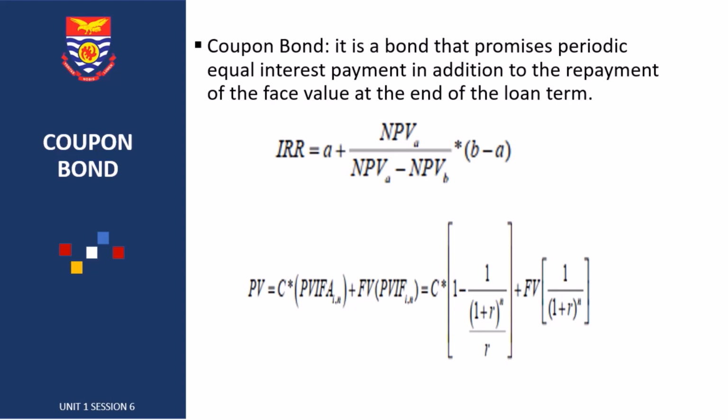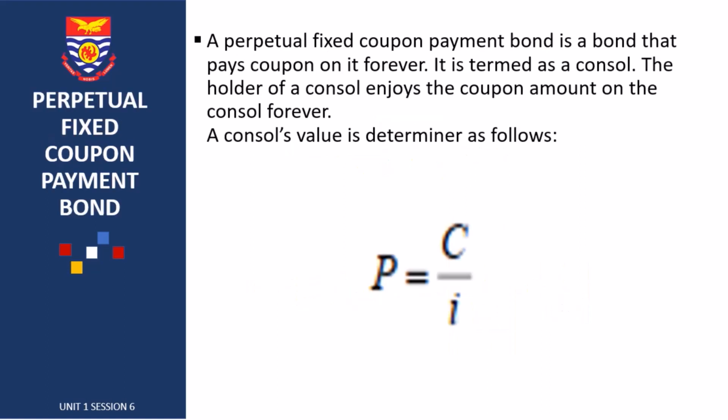as well as use the present value formula to find your future value for the coupon bond. We also like to consider the perpetual fixed coupon bond payment. A perpetual fixed coupon bond is a bond that pays coupon on it forever. It's also called a consol. The holder of the consol enjoys the coupon amount forever.